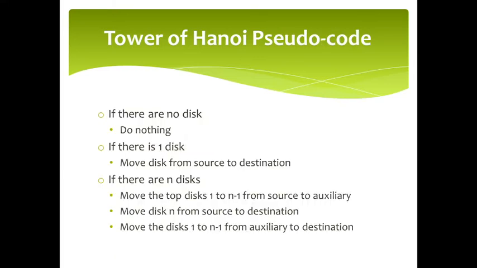We now come up with a pseudocode, which is simply the summary we've had generalized into a solution. We basically have three cases: no disk, one disk, and multiple disks. And with that, we are finished with the introduction. Now, onto the code.